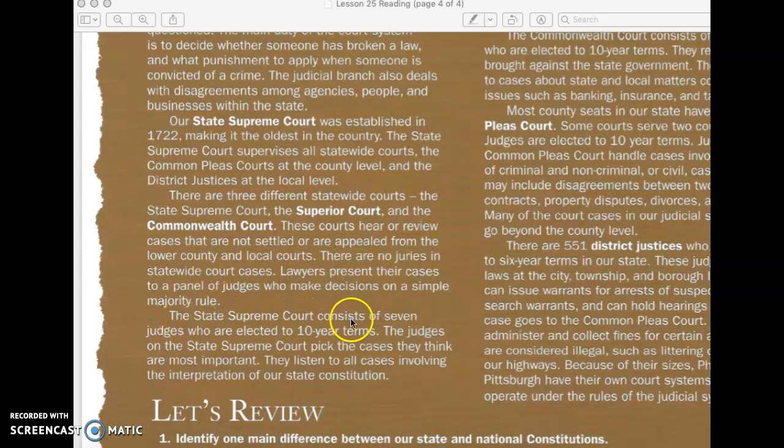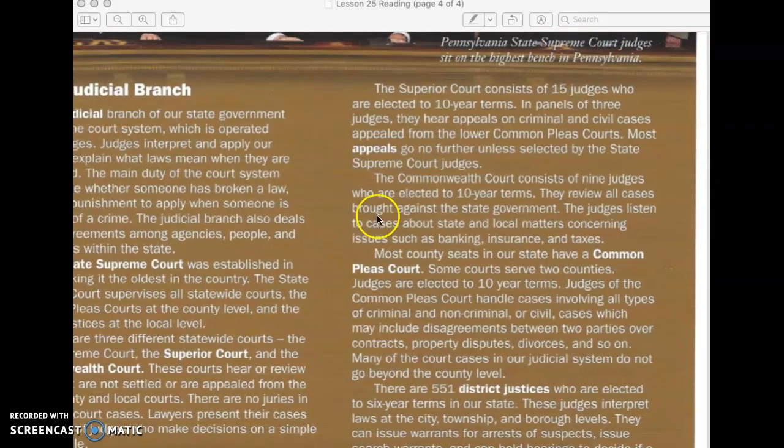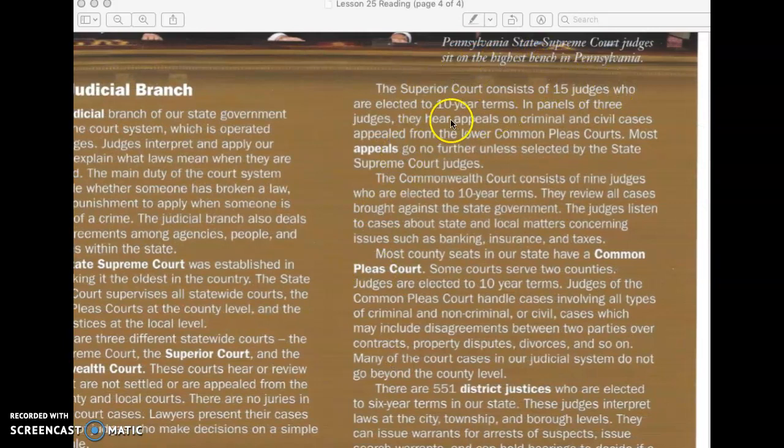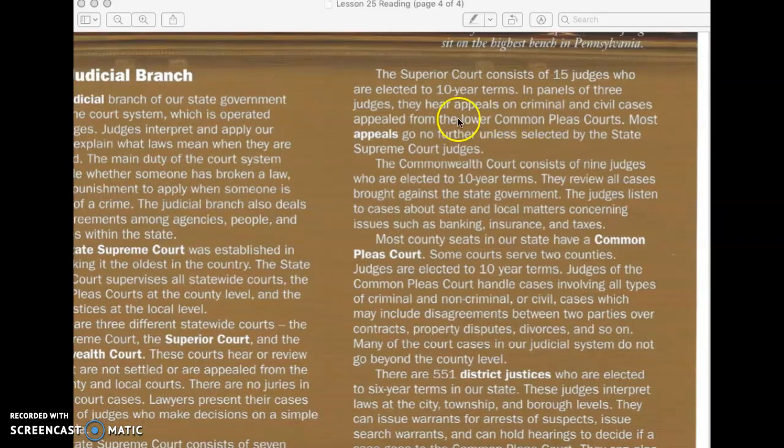The state Supreme Court consists of 7 judges who are elected to 10-year terms. The judges on the state Supreme Court pick the cases that they think are most important. They listen to all the cases involving the interpretation of our state constitution. The Superior Court consists of 15 judges who are elected to 10-year terms. In panels of 3 judges, they hear appeals on criminal and civil cases appealed from the lower Common Pleas Court. Most appeals go no further unless selected by the state Supreme Court judges.